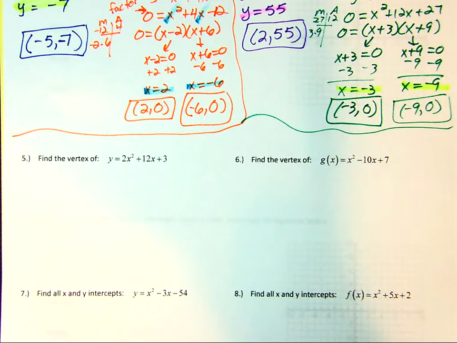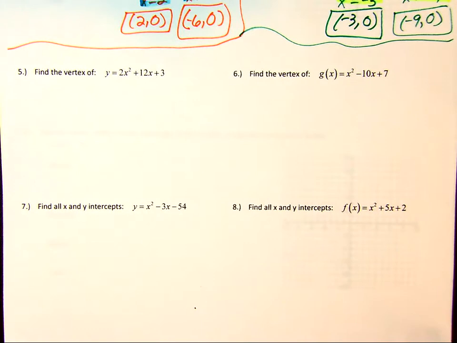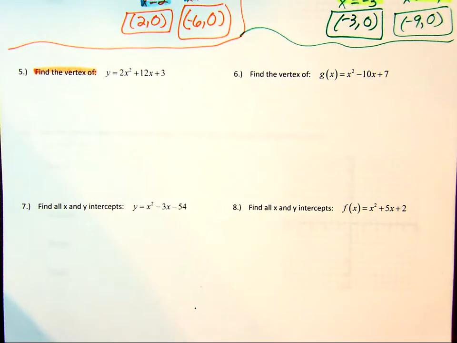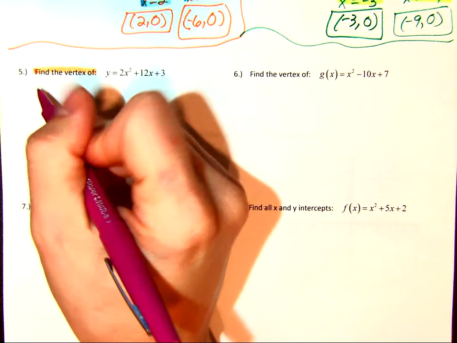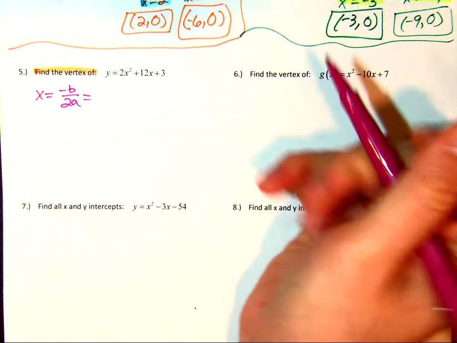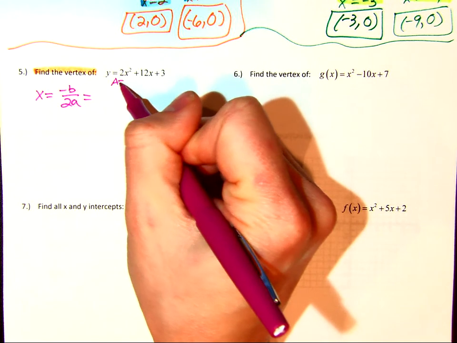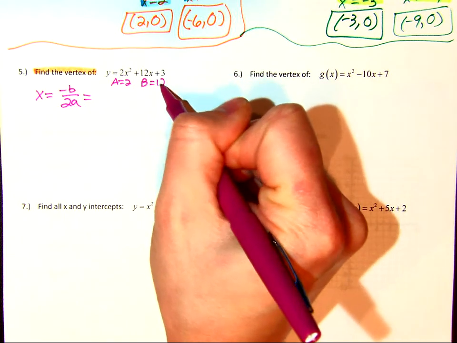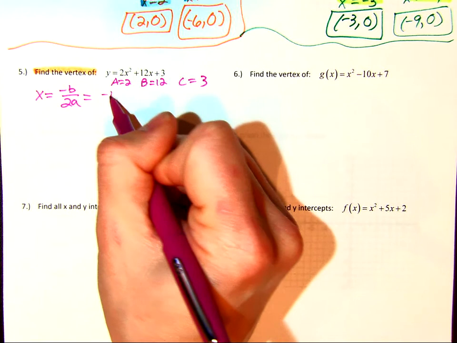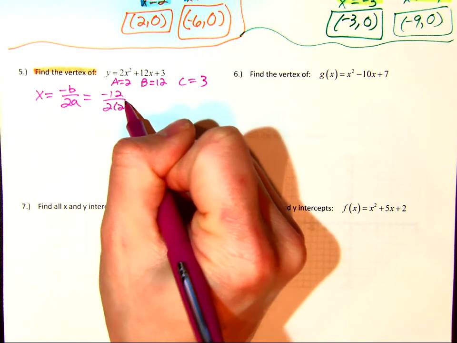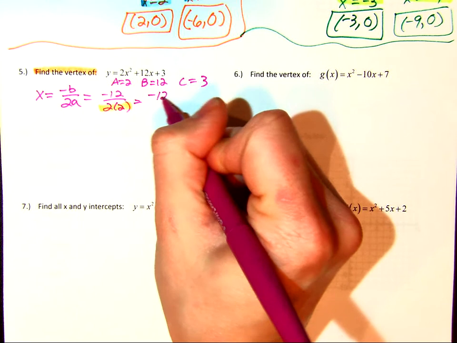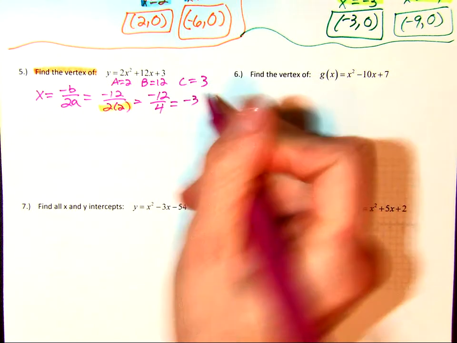So the next piece is asking you to find the vertex. Well, remember, for finding the vertex, we can do x equals the opposite of b over 2a, right? So realize here my a is 2, my b is 12, my c is 3. So the opposite of 12 would be negative 12 over 2 times 2. So we should do the 2 times 2 first. Negative 12 over 4 gives me negative 3. So I have x equals negative 3, which is the first part of it.